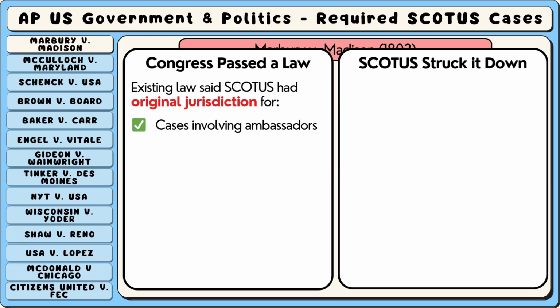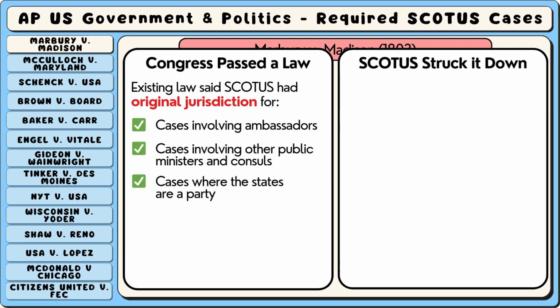This included cases that involved ambassadors, cases that involved other public ministers and consuls, and cases where the states were a party, for example, if two states are suing one another. All other cases had to have already been heard by a lower court and were coming before the Supreme Court to appeal the lower court's ruling.